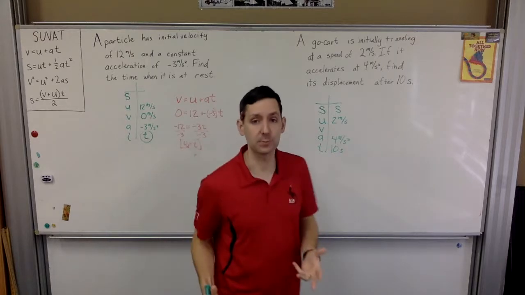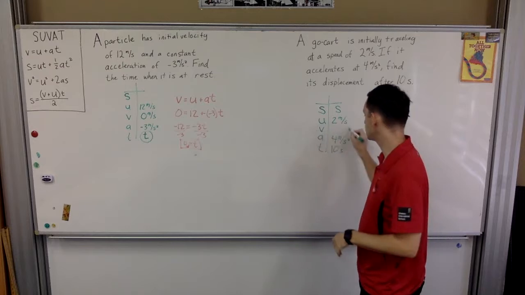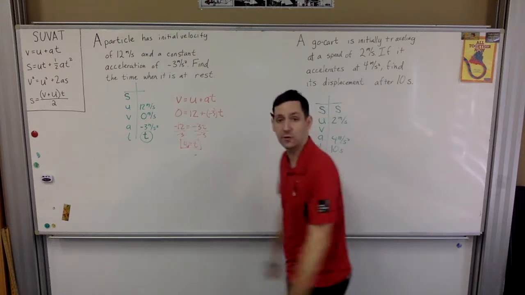Okay? So now with this process, I can choose the equation that I want. Notice that the thing that I don't want is the velocity. So I go over to my SUVAT equations.